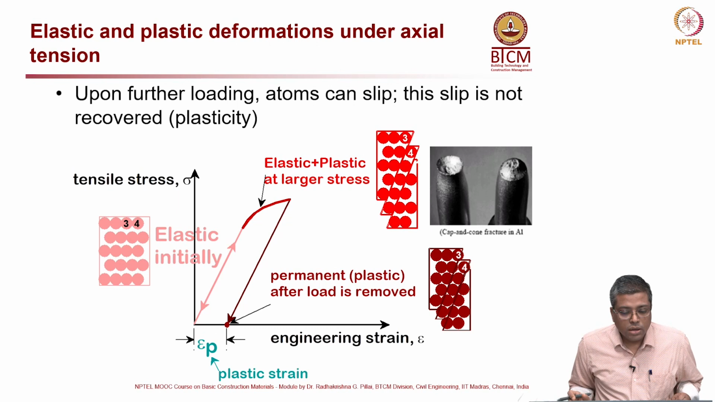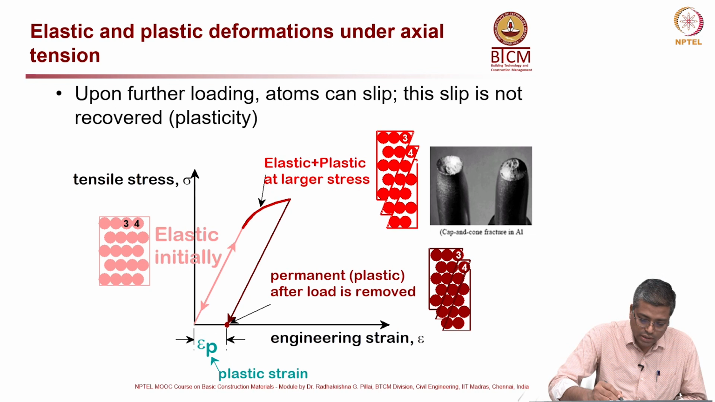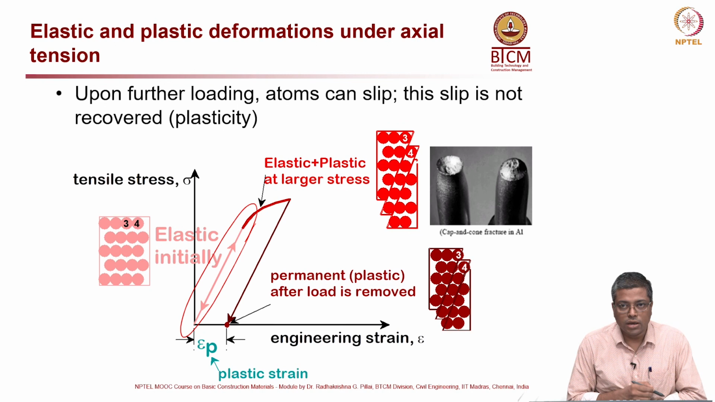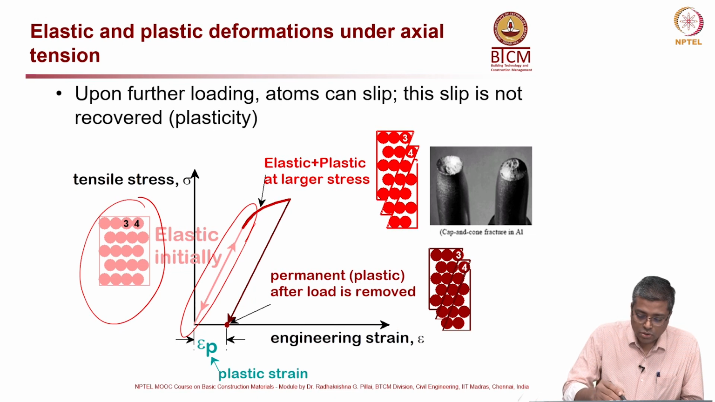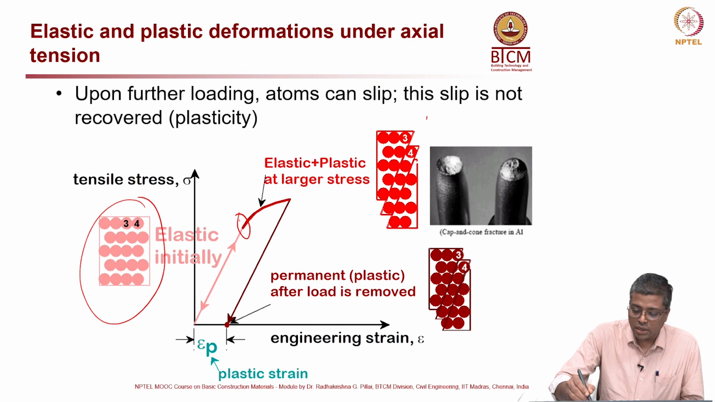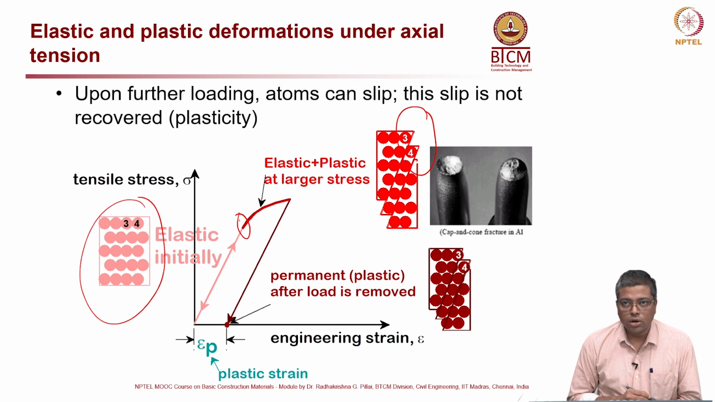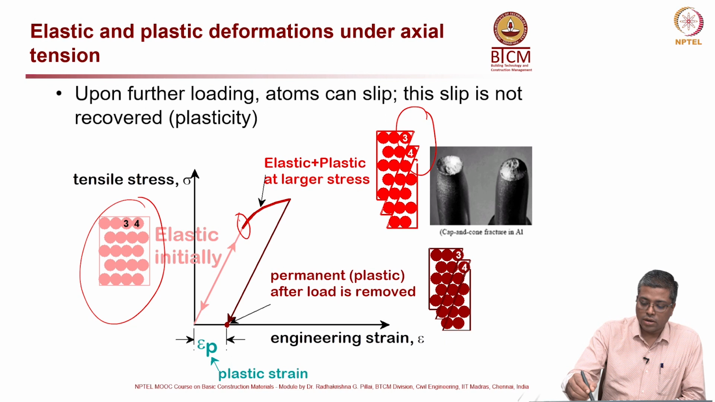Now, we will see whatever I showed in the previous slide, that is this part here, the initial elastic region, where you can see in this sketch here, 3 and 4. You have to monitor the relative position of 3 and 4 in this whole sketch. After this point, when more and more load is applied, stress is increasing, and some slip happens. You can see here the 4 has slipped down to the lower layer. Okay. This behavior is slipping.